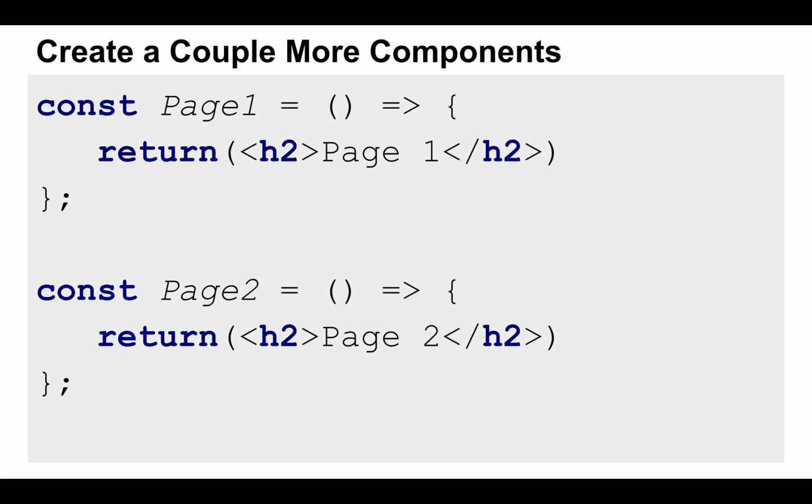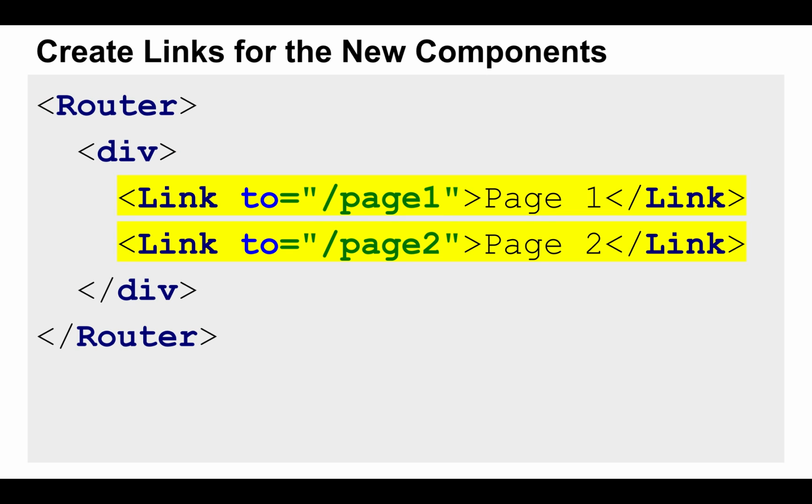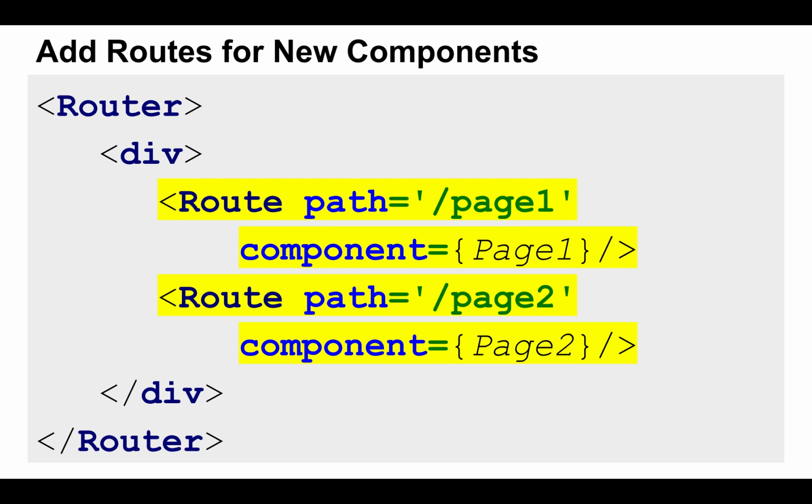They render differently. And outside in the router, we declare two links, one pointing to page 1, one pointing to page 2, and they are both mapped to different routes. If the browser sees page 1 in the URL, it will render page 1. If instead it sees page 2, it will render page 2. So let's demonstrate.